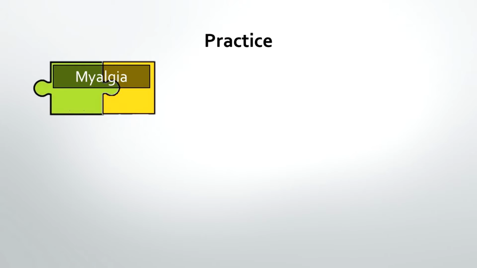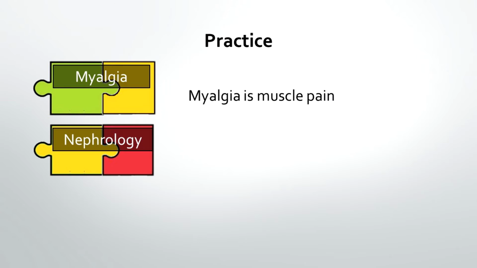The first one is myalgia. This term is made up of the root word my and the suffix algia. My means muscle, and algia means pain. Myalgia is muscle pain. Nephrology. Nephrology is made up of nephra, which means kidney, and ology, which means the study of. Nephrology is the study of the kidneys.